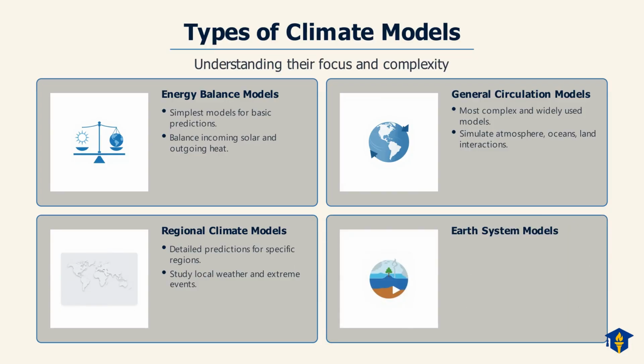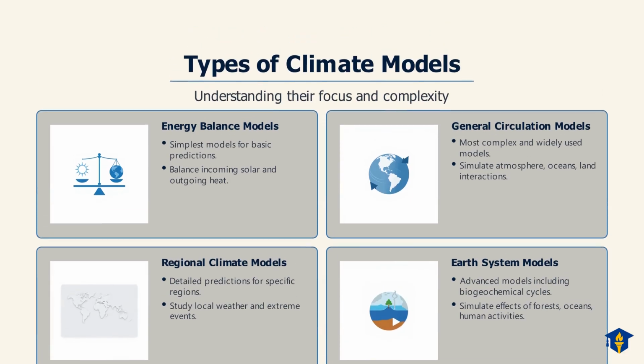Finally, we have Earth system models, which are the most advanced and holistic type of climate model. These highly advanced models incorporate crucial biogeochemical cycles, providing a more complete picture of Earth's systems. They simulate how forests, oceans, and even human activities collectively influence the overall climate system.